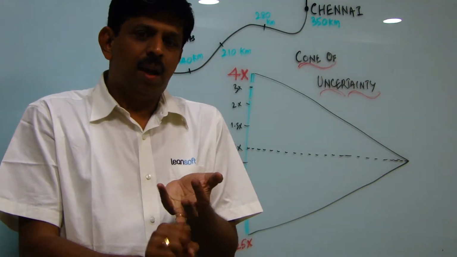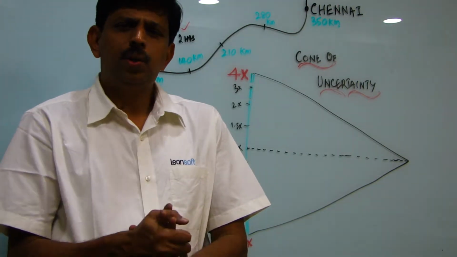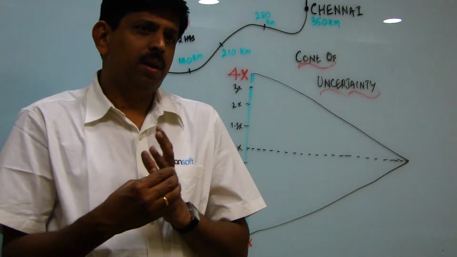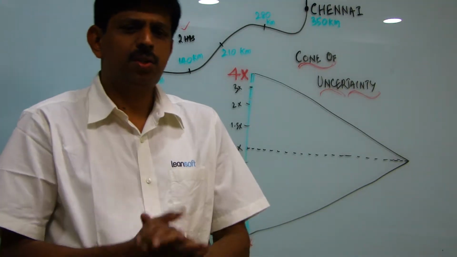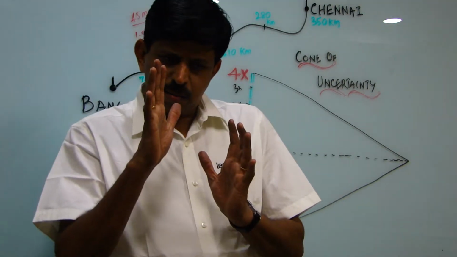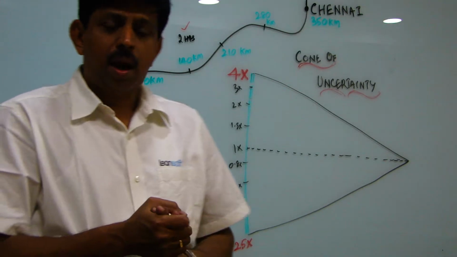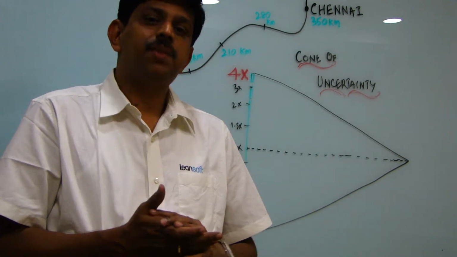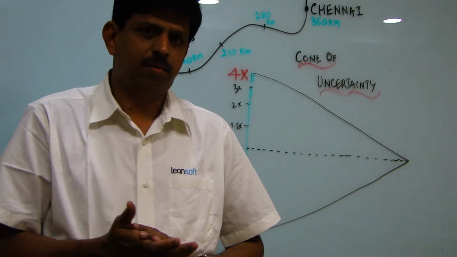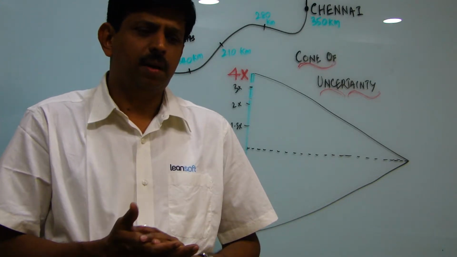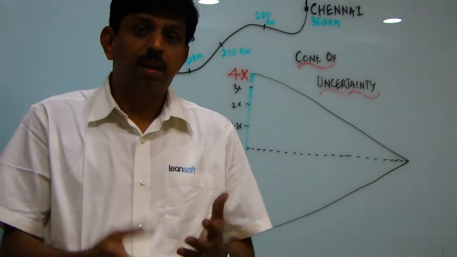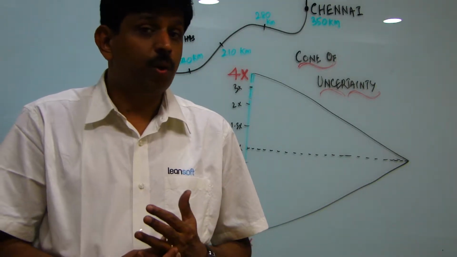Second is, I have done something kind of similar, so I think I can estimate and execute it. The third is, I have not done this kind of work, but I have some data. The fourth is, I have never done this, and I have no idea about it.